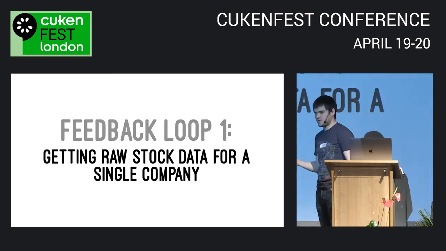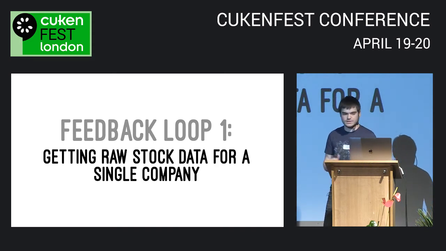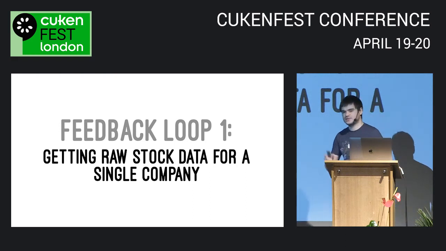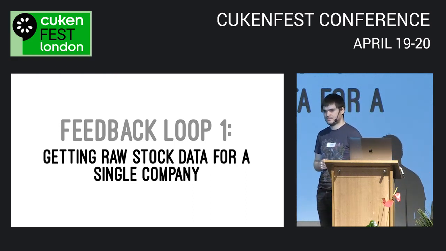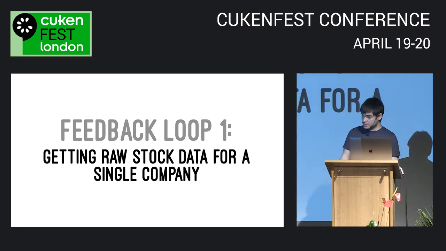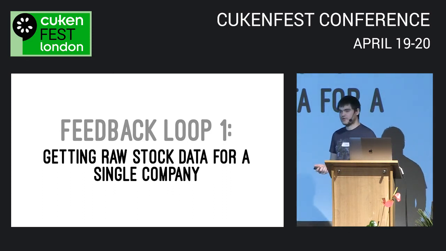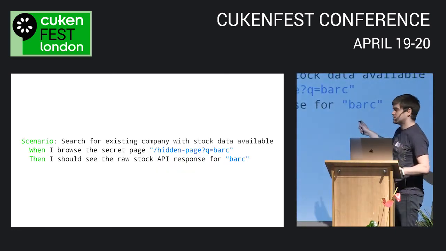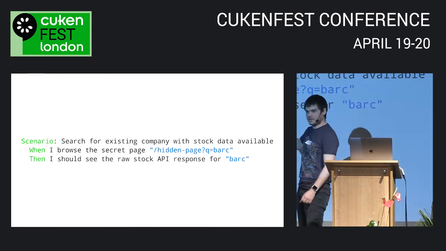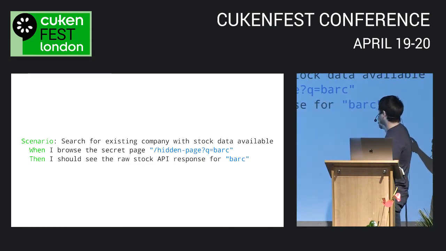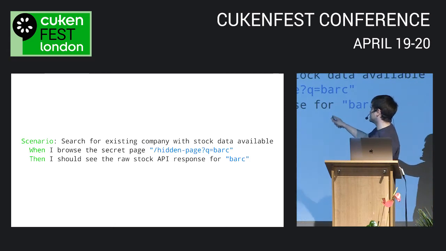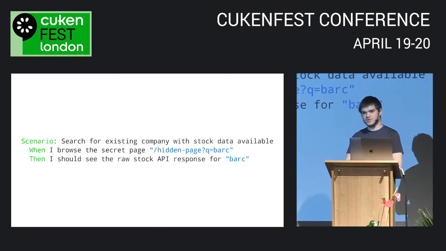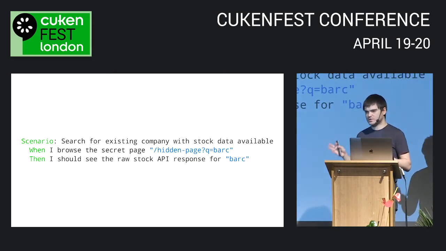And the thing that the team came up with in regards to this particular feature is, well, on the first day, we can probably get raw stock data for a single company from the API. And they went out, because we're doing BDD, and wrote a scenario like this. When I browse the secret page, /hidden page q bark, then I should see the raw stock API response for bark. Super low level, super dirty scenario, but we don't care because what we're aiming for is to gain feedback.